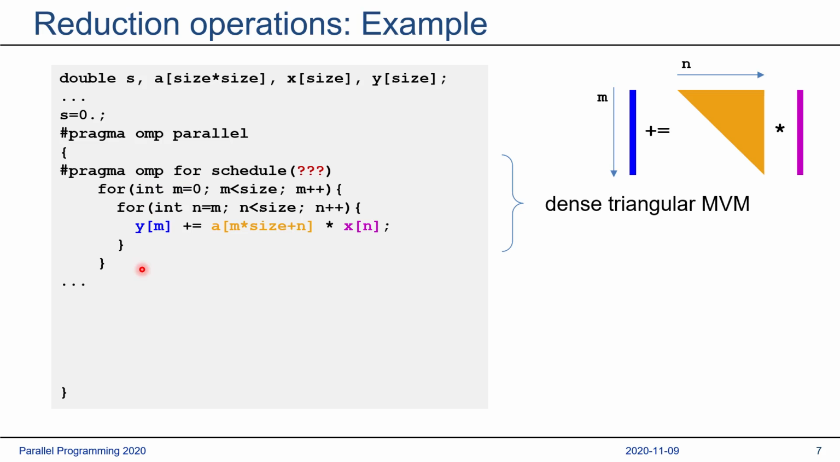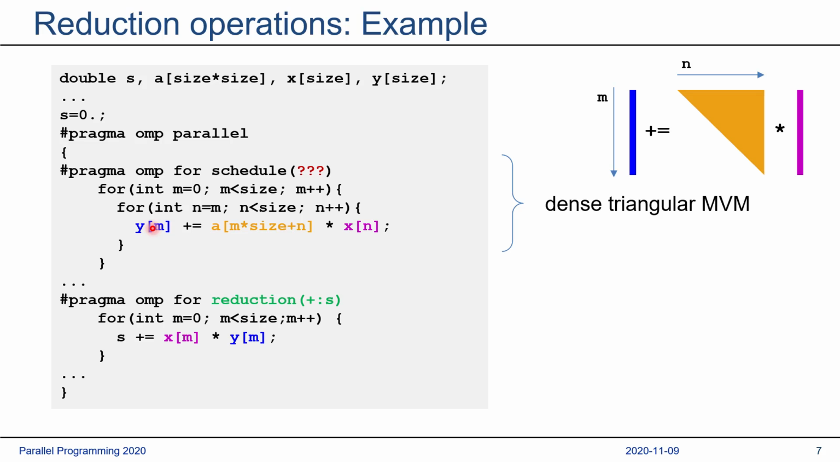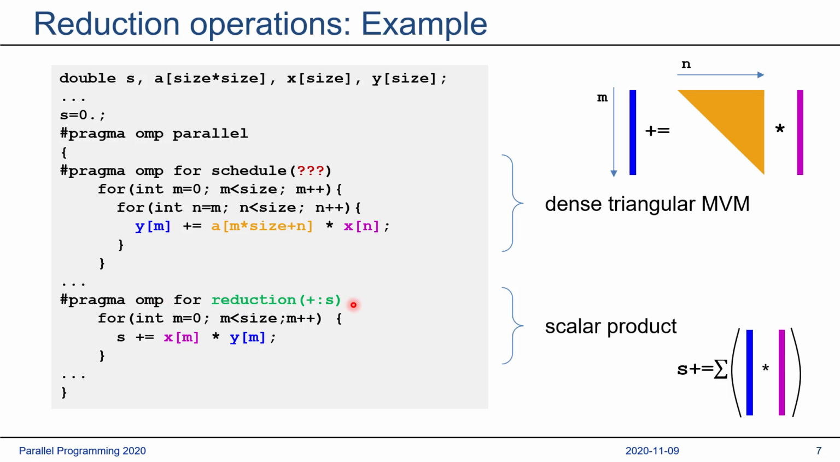Okay, after this loop, we have y of m as a result of this matrix times vector operation. And then we use in a second loop y of m together with x of m, we take the scalar product into this variable s. And of course, this is a typical case for a reduction clause. So we write OMP4 reduction plus colon s. So here's a scalar product.